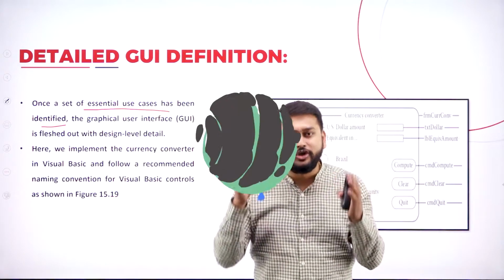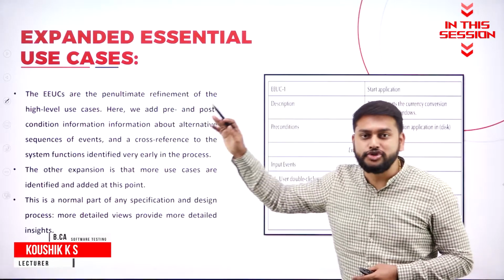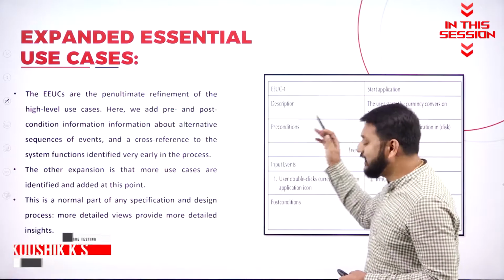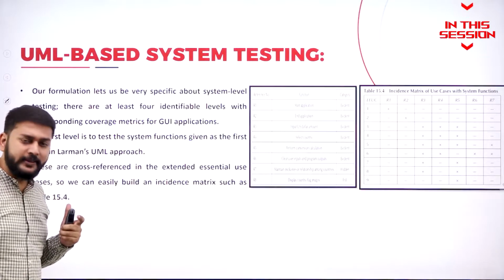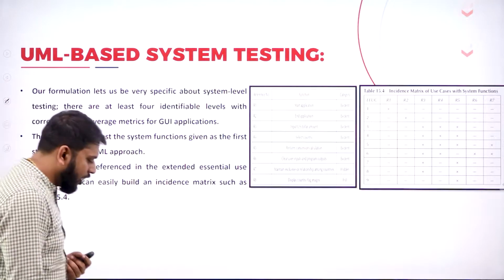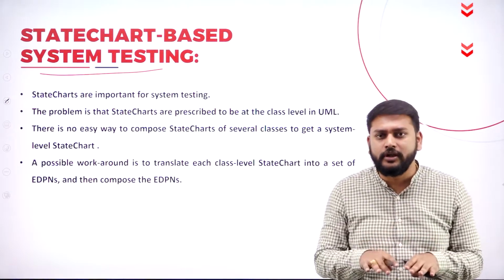The graphical user interface, what exactly I call as a GUI. Expanded essential use cases is what I will be calling as an EEUC. When it comes to UML-based system testing, I will be speaking with respect to the Lawman's approach. Class level, in the sense, we also call it as a unit level.